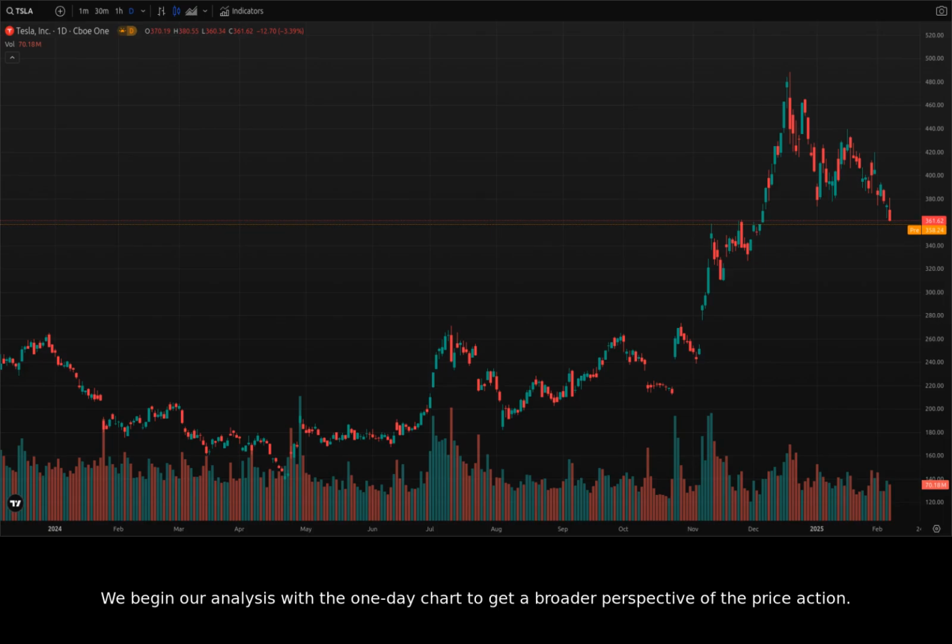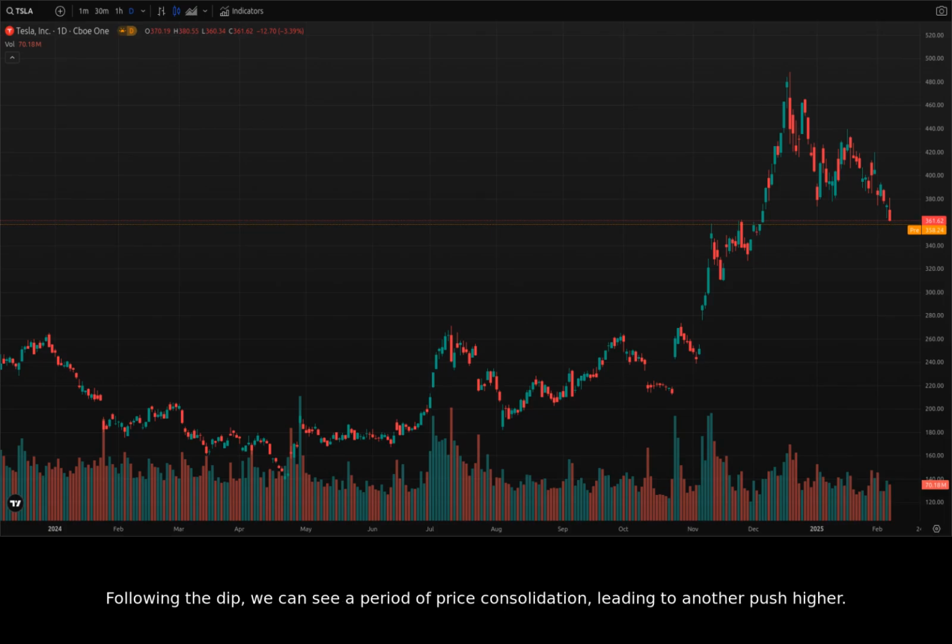We begin our analysis with the one-day chart to get a broader perspective of the price action. Here on the daily chart, we can identify several key support and resistance levels over the past few months. Notice a significant drop in October, likely correlated with the reported slowdown in China sales.